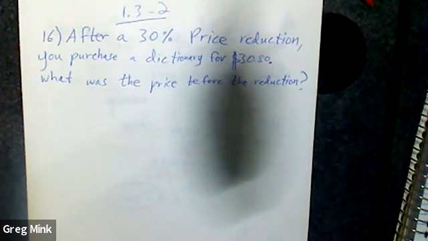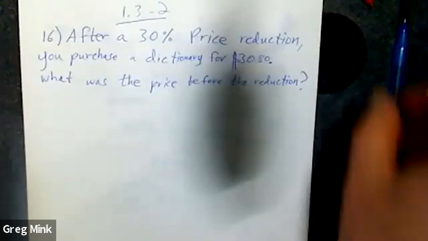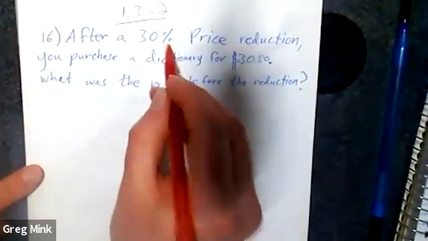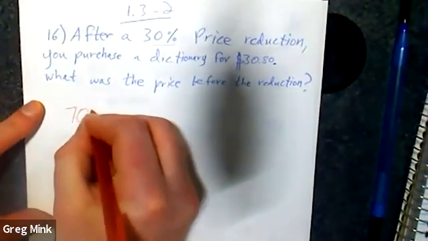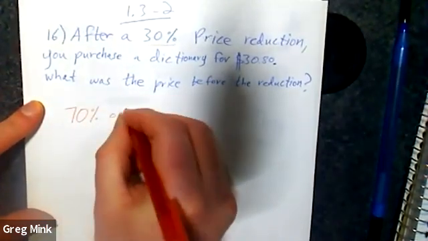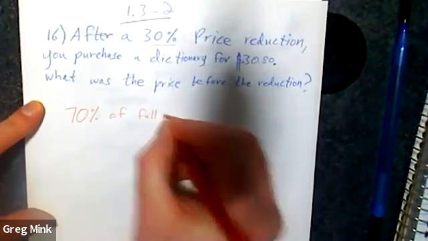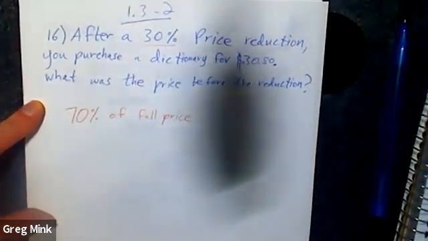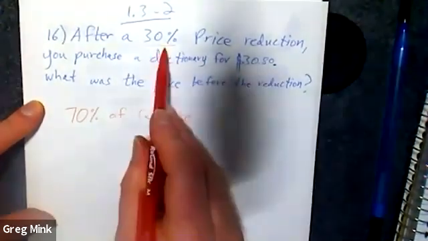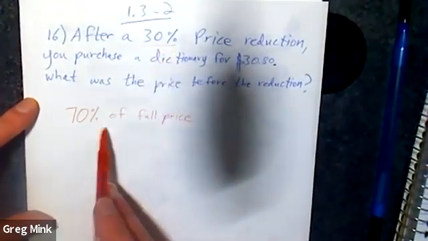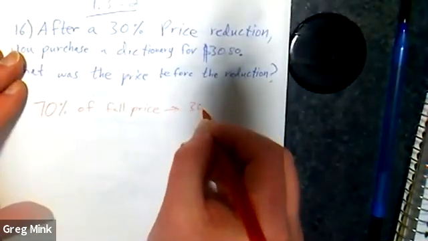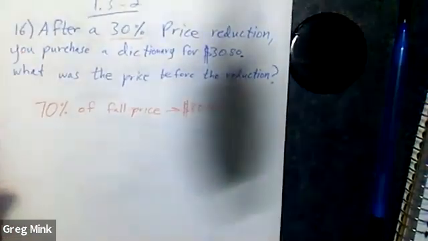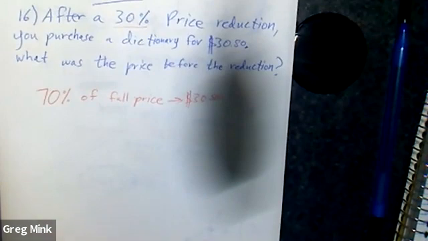Okay, so we got a 30% discount. What does that tell me? What useful information? Well, if we got a 30% discount, then that tells me that 70% of full price, that's what we paid, right? 30% off 100% is 70%. We paid 70% of full price. That's $30.80.